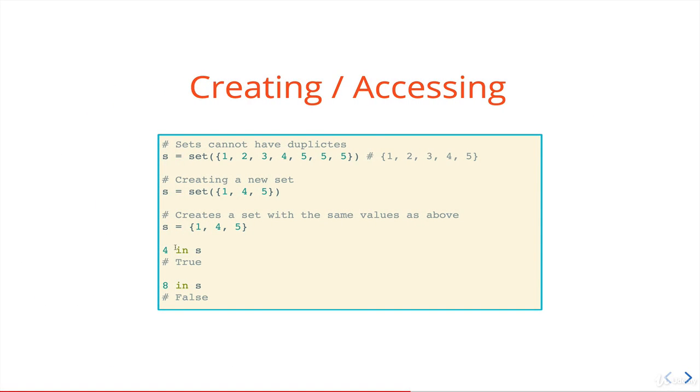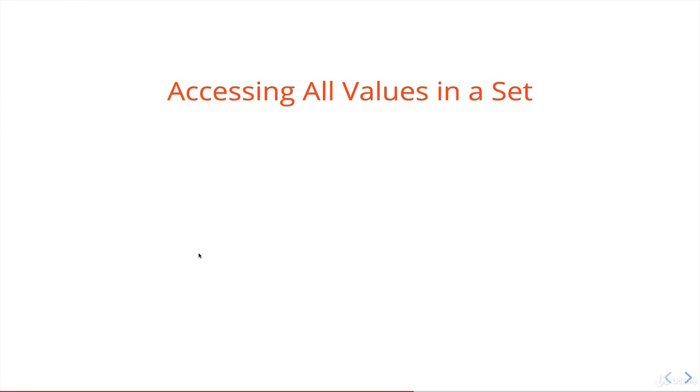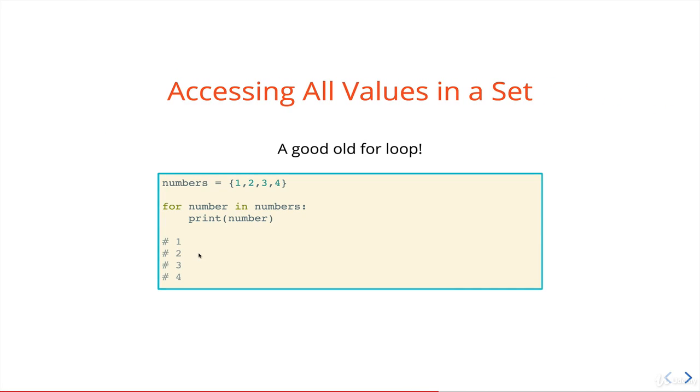So we can tell if an individual item is in a set using in, and we can access all the values in a set using a good old for loop. It just looks like this, exactly what we've seen before, just like with a list: for whatever variable name in a set, do something for each item.